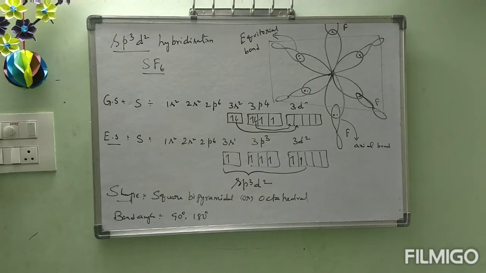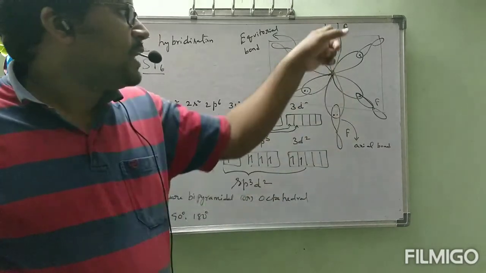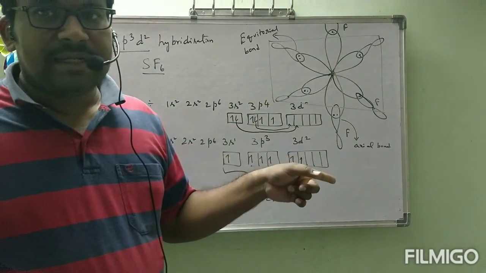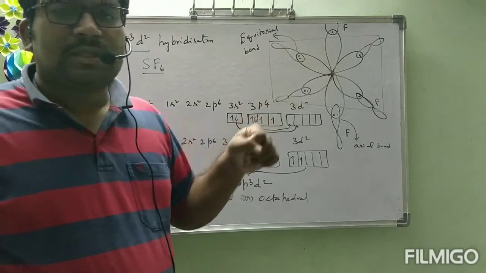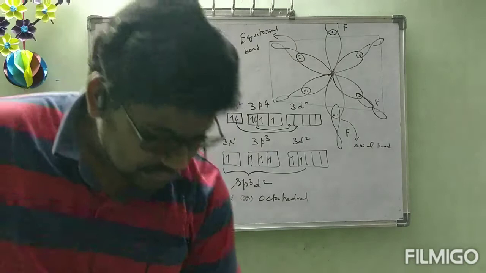In this SF6, 4 bonds are in plane, in which bond angle between those will be 90 degrees. Two bonds, in which one bond will be above the plane and another bond will be below the plane. The bonds which are present in the plane are called equatorial bonds, and the bonds which are present above and below the plane are called axial bonds. Angle between the axial bonds will be 180 degrees. Angle between equatorial bonds 90 degrees. Angle between axial and equatorial also 90 degrees only.